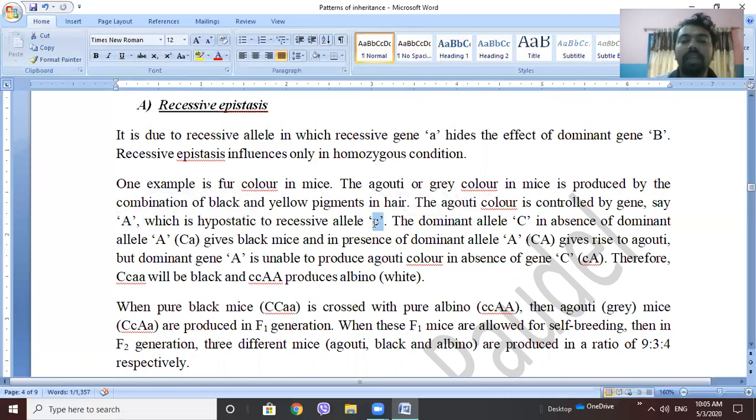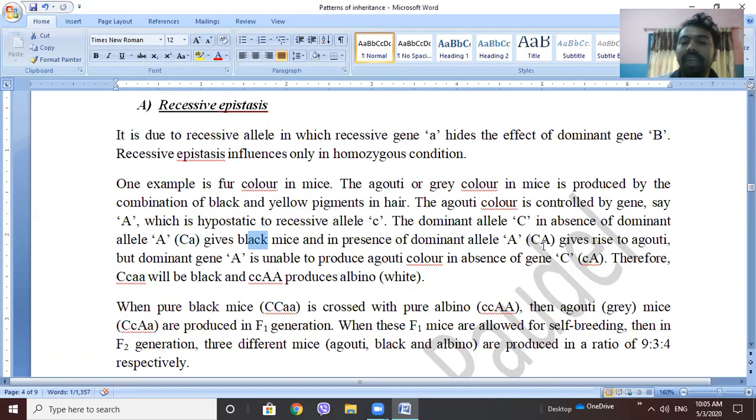So this is the small c, and this is hypostatic. Now its expression stops, or the color is suppressed, whenever we have small c, that is, only in the homozygous recessive condition. And the dominant allele C, in the absence of dominant allele A, that is, if there is no dominant allele A but there is dominant allele C, now this Ca will give rise to black mice.